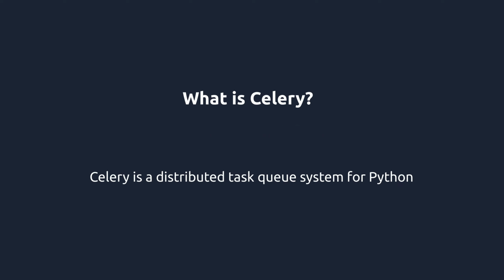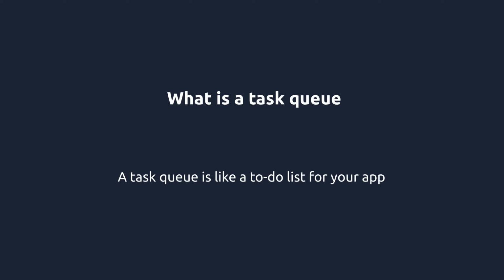What is Celery? Celery is a distributed task queue system for Python. A task queue is like a to-do list for your app. It stores tasks that need to be executed, along with their associated function calls and arguments. Tasks are processed in a specific order, first in, first out.